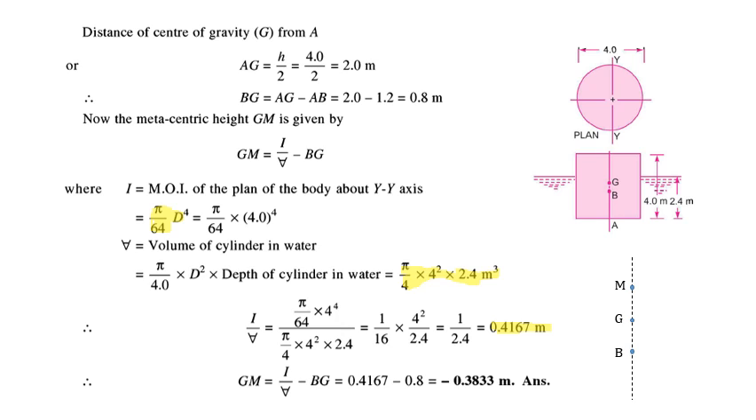So replacing the values in this equation, 0.4167 minus 0.8, so it is minus 0.383 meters. So this means that our assumption was incorrect, that is, metacenter lies below the center of gravity, so it will be an unstable state of equilibrium.